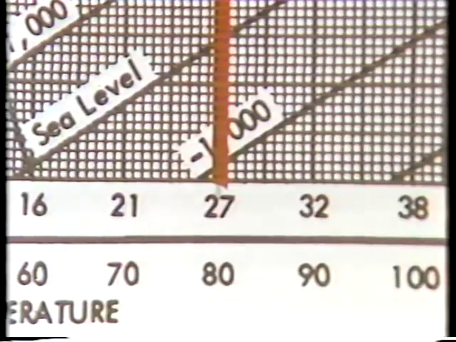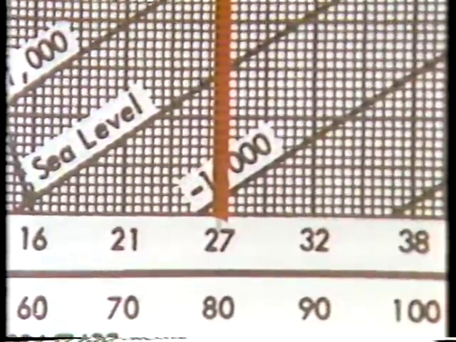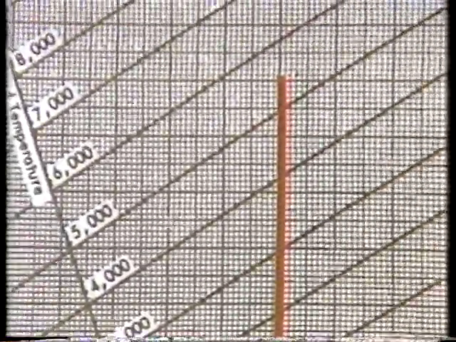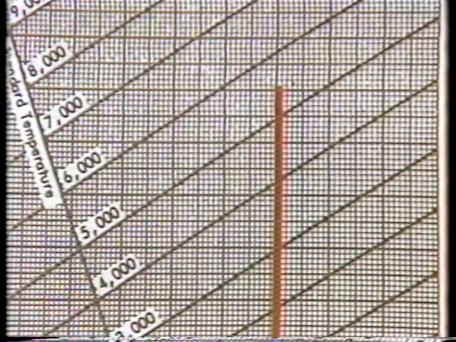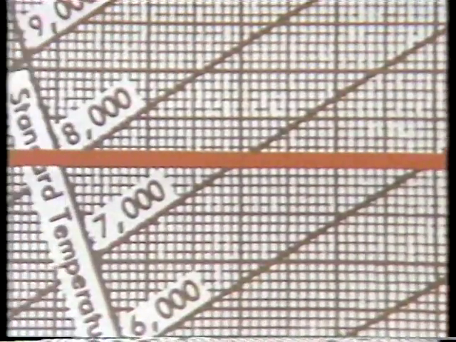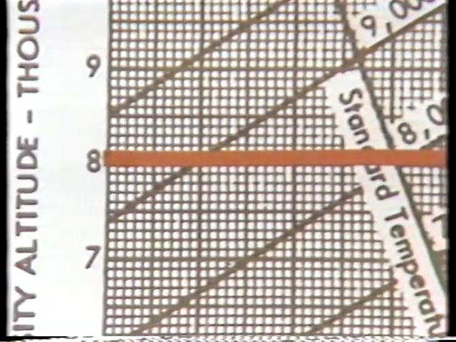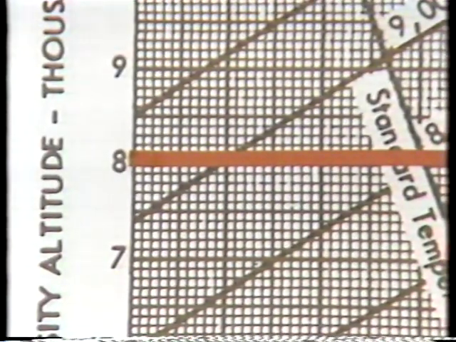Now, to complete this second example, let's enter the graph at the temperature of 80 degrees Fahrenheit and proceed upward to the 5,500-foot slanted pressure altitude line. Move directly left from this intersection and find a density altitude of 8,100 feet.